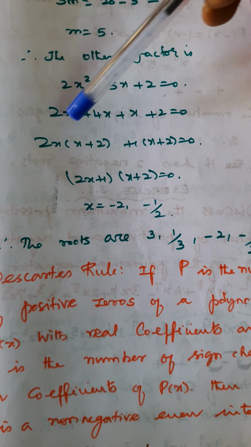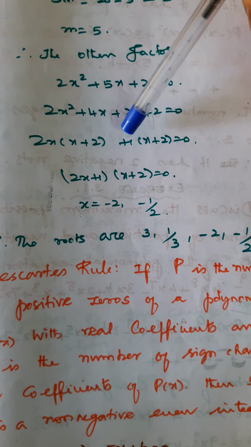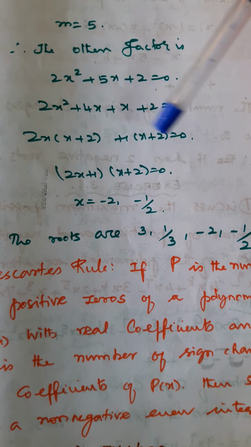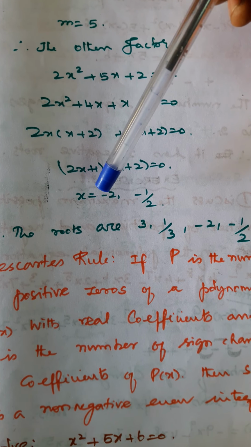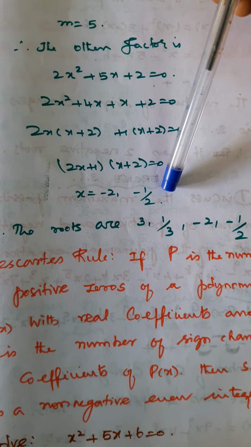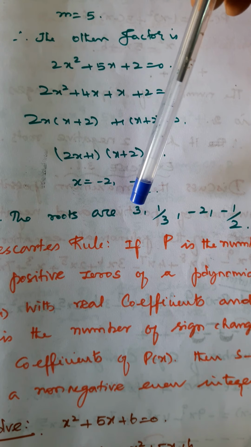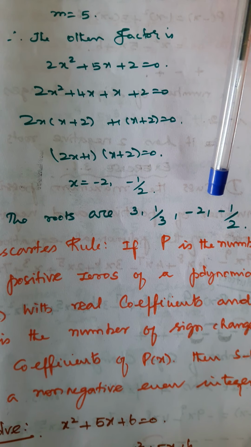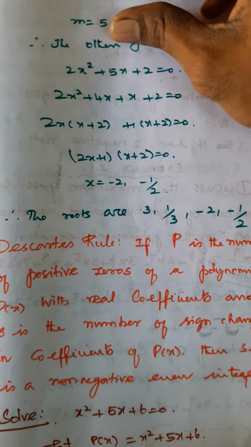Splitting the middle term, it is 2x into x plus 2 plus 1 into x plus 2 equal to 0. So your x is nothing but minus 2 comma minus 1 by 2. Therefore the roots are 3 comma 1 by 3 and minus 2 comma minus 1 by 2.